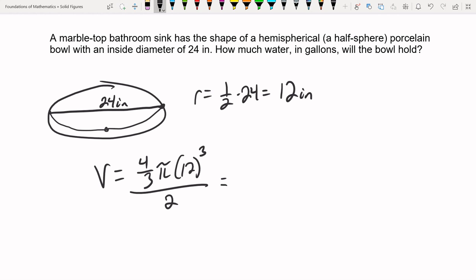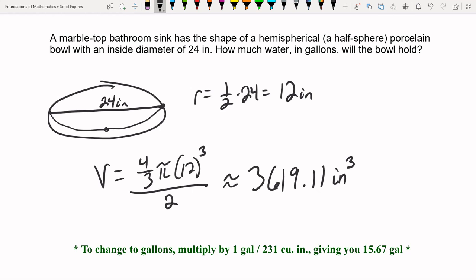Put this in the calculator. I'm getting 3,619.11, and this is going to be in inches cubed. So that's the volume that the sink can hold, 3,619.11 cubic inches of water for this specific sink.